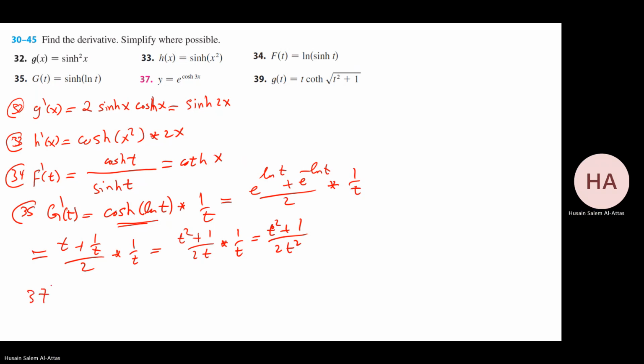37. What will be y prime? It will be e to the power cosine hyperbolic 3x, times the derivative of this, which is sine hyperbolic 3x, times the derivative of this, which is 3. The last one, this is 39.